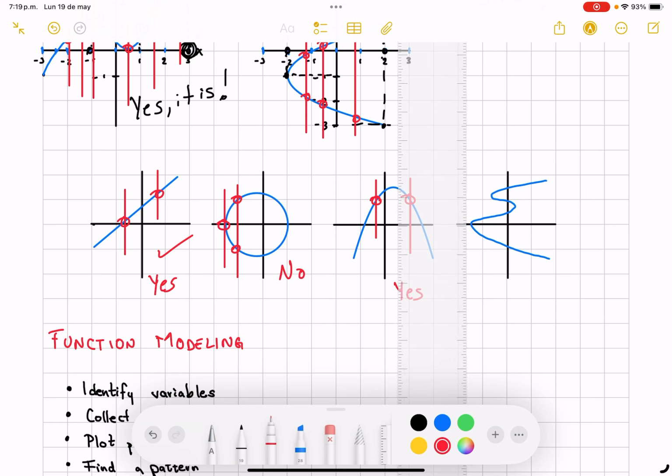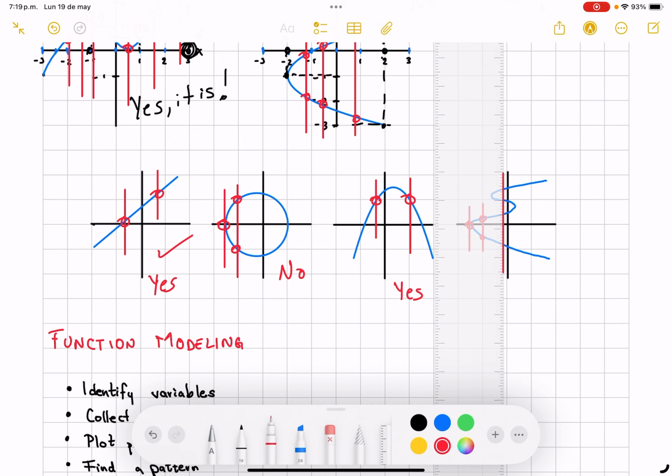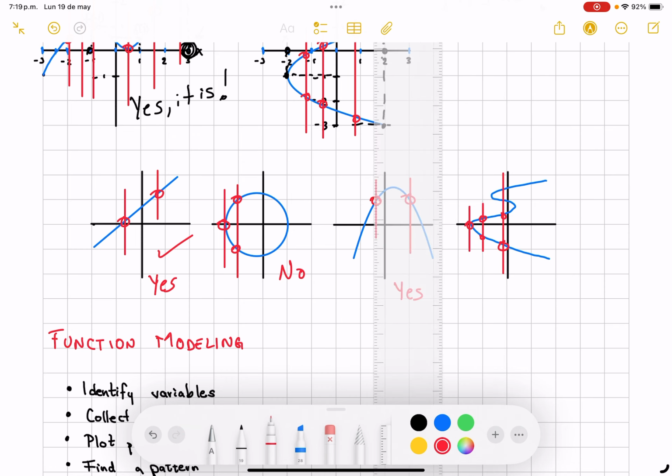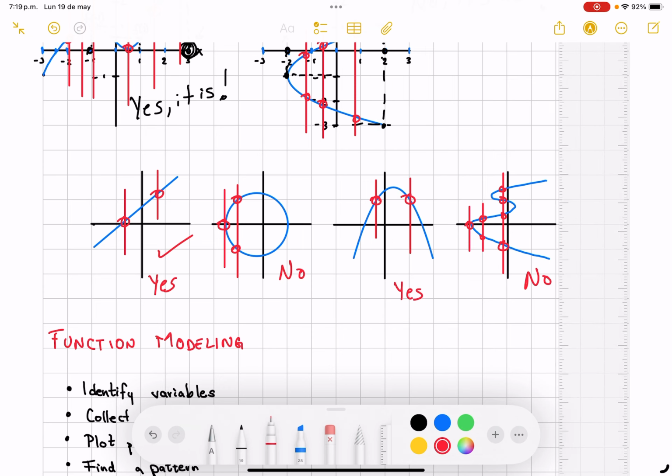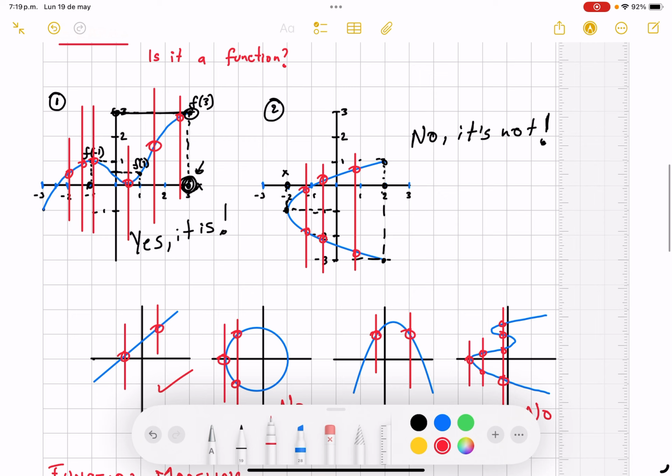And in this case, again, I'm touching just 1 point here, but here I'm touching 2 points. And in this part, I'm touching 1, 2, 3, 4 points. So no, it is not a function. So graphically, we can say that the graph is representing a function if a vertical line is touching only 1 point of the function.